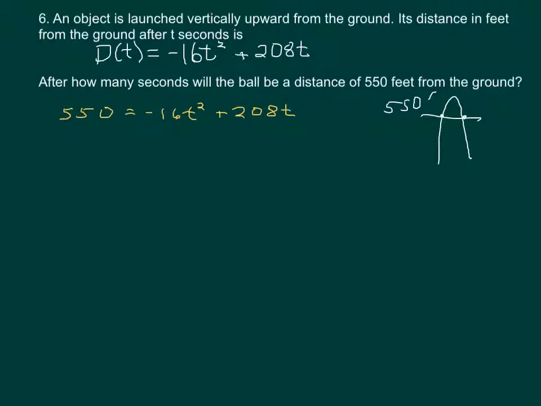So let's bring everything over to the left and put it in descending power order. And we're going to solve this using the quadratic equation. Now when I look at this, I can see that everything is divisible by 2, so let's go ahead and take 2 out of everything.